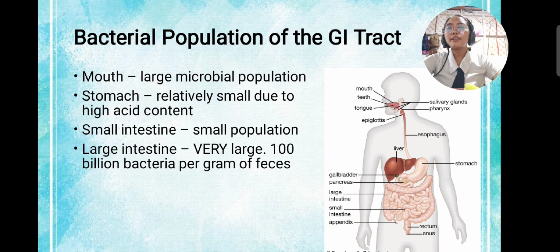Next is the bacterial population of the gastrointestinal tract. The mouth has a large microbial population, and the stomach is relatively small due to its high acid content. The small intestine has a small population, while the large intestine has a very large one, with 100 billion bacteria per gram of feces.